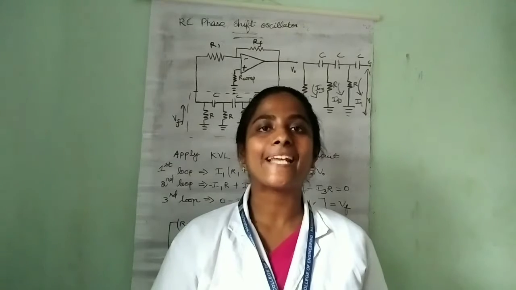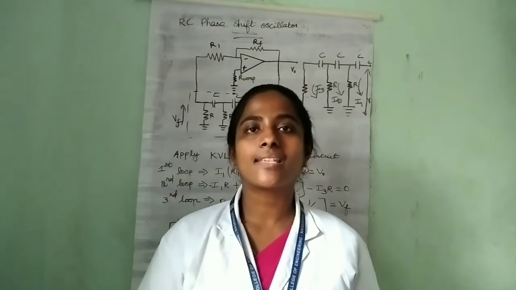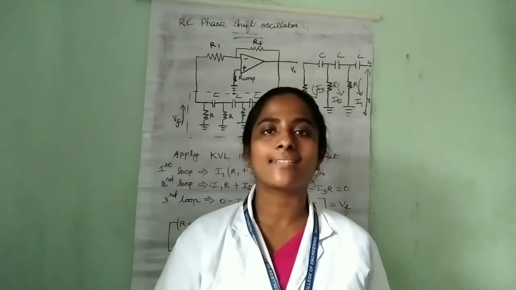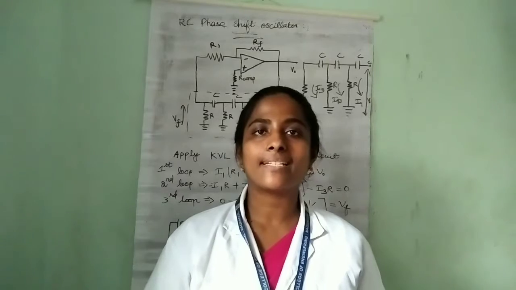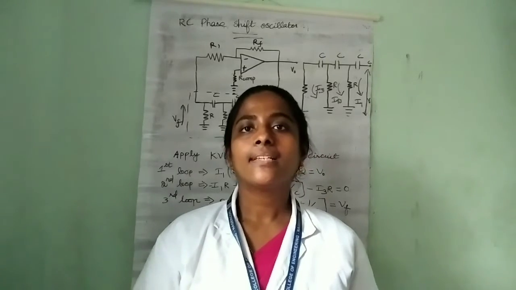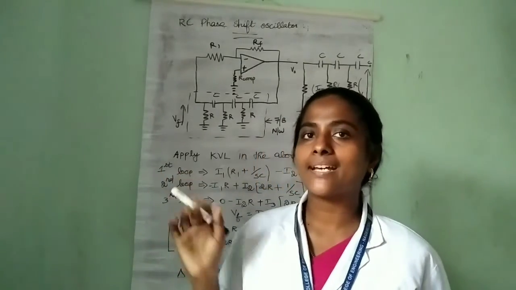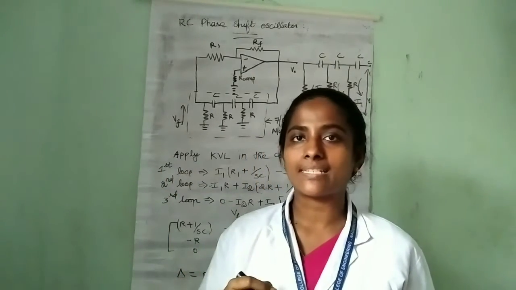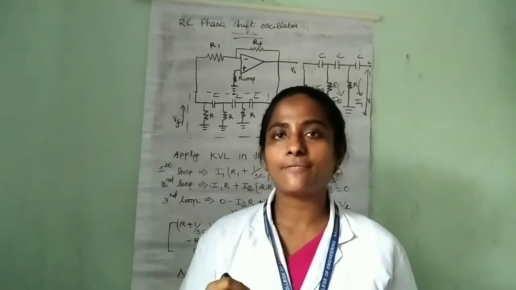So we have many types of oscillators, that is LC oscillators and RC oscillators. In LC oscillators we have the Hartley oscillator, Colpitts oscillator, and Clapp oscillator. In RC oscillators we have the RC phase shift oscillator and the Wien-Bridge oscillator. Today we are going to study the RC phase shift oscillator.